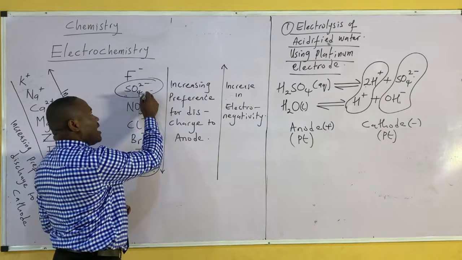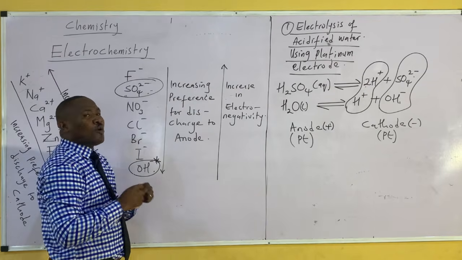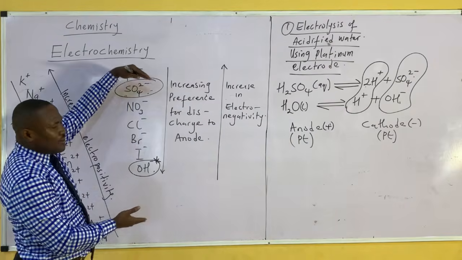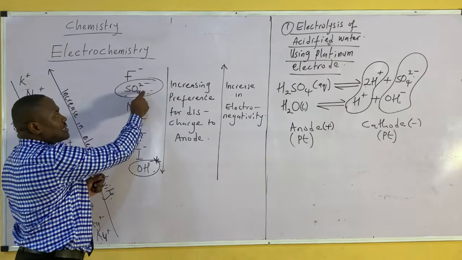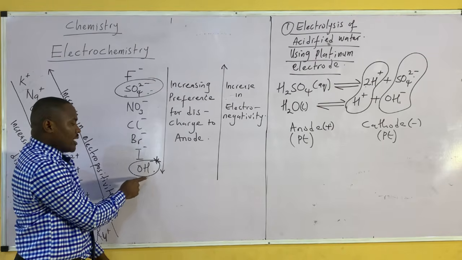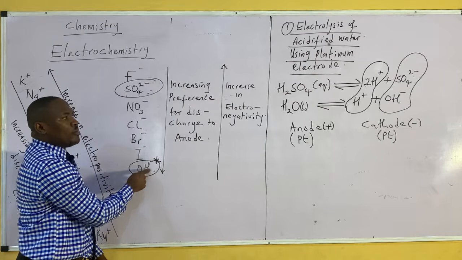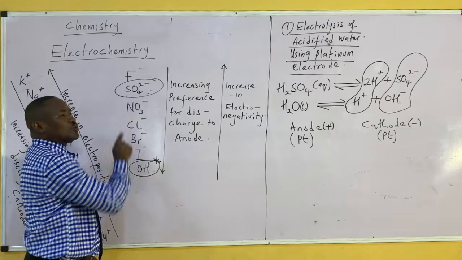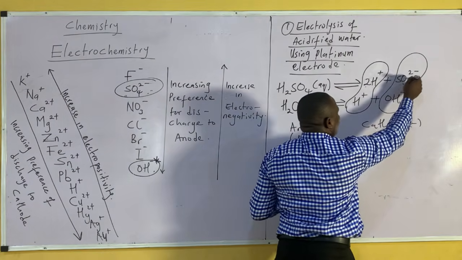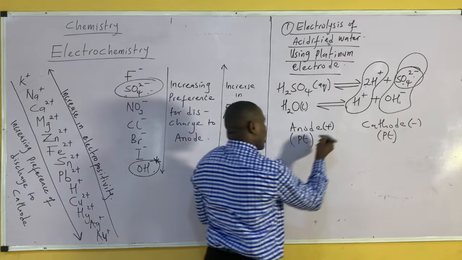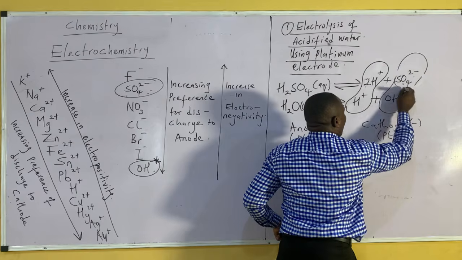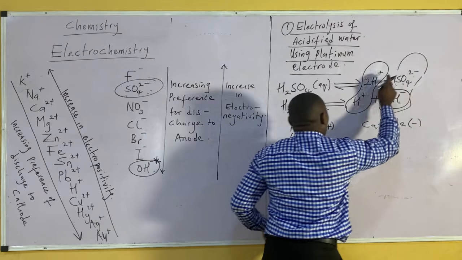So although SO4 2- is more concentrated than OH-, the gap between these two means it will not be able to suppress OH- from going. Hence OH- will be preferentially discharged over SO4 2-. So when we come to the anode, OH- will leave and come to the anode.